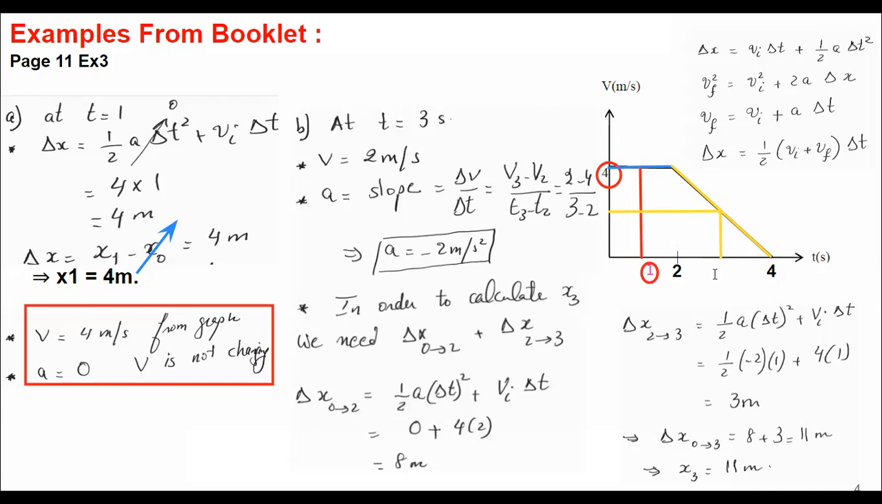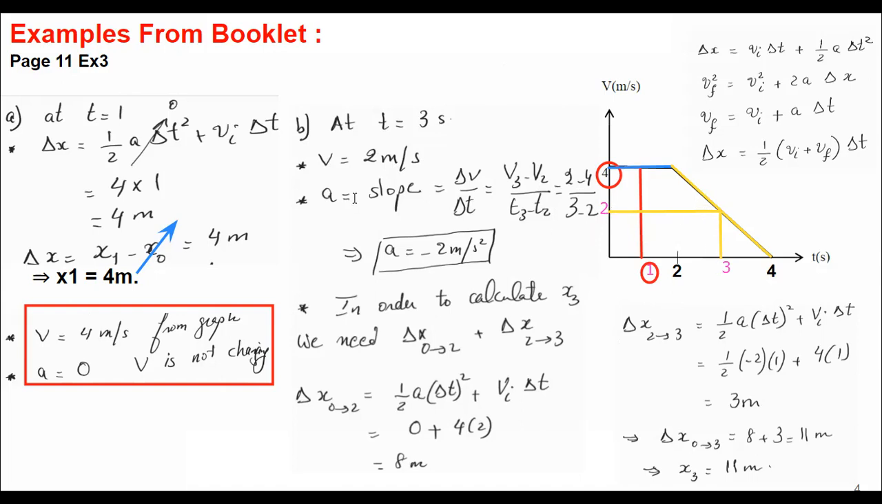So what's happening at t equal 3? How much is the velocity over here? It's easy from the graph. It's 2. So velocity at t equal 3 is v equal 2 meters per second. I just get it from the graph.